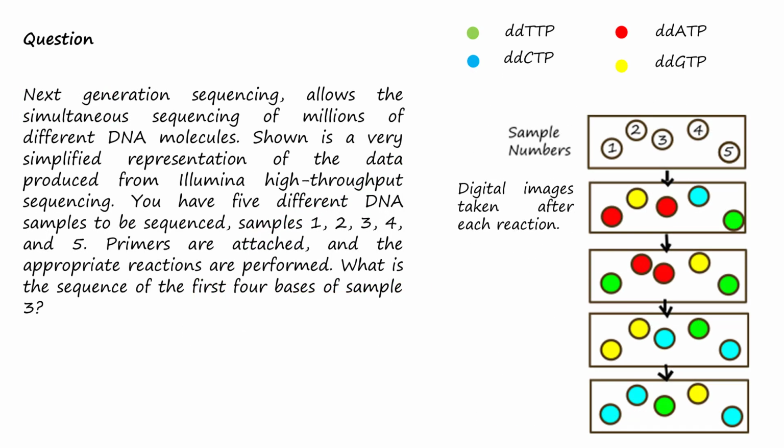Question 3. Next-generation sequencing allows the simultaneous sequencing of millions of different DNA molecules. Shown is a very simplified representation of the data produced from Illumina high-throughput sequencing. You have 5 DNA samples to be sequenced, 1, 2, 3, 4, and 5. Primers are attached, and the appropriate reactions are performed. What are the 4 bases in the strand replicated from sample 3 if the nucleotides are fluorescently labeled as shown?